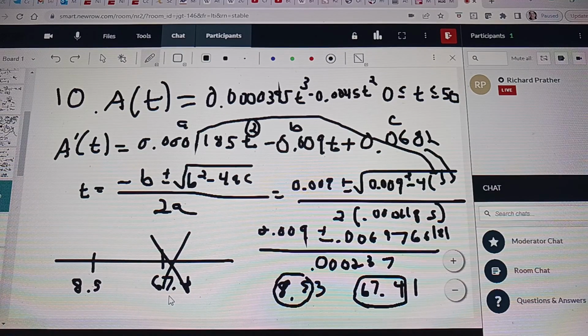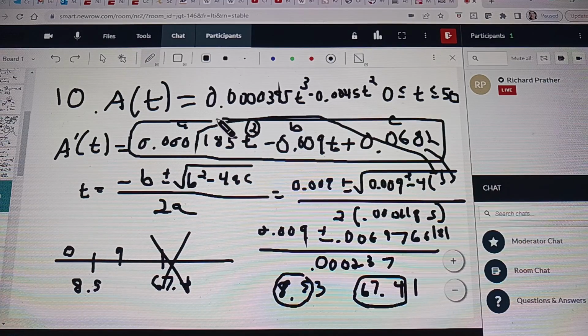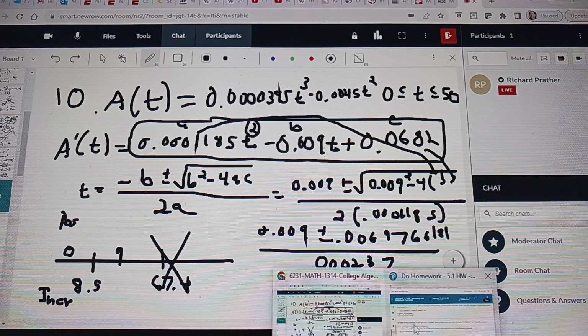So I only have one critical number that matters, and we can plug in 0 or 1 below that, and then I'd plug in 9 above that into the derivative function, and probably just right here would be best. Plugging in 0 is very easy because the squared and the linear term disappear. The answer is literally 0.682 if you plug 0 in. That's positive. So the function is increasing between 0 and 8.5. That's definitely an increasing portion.